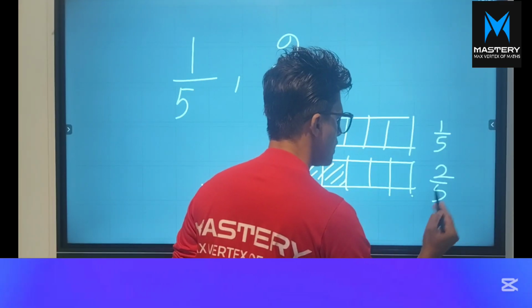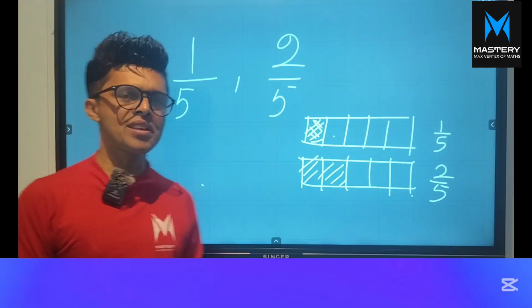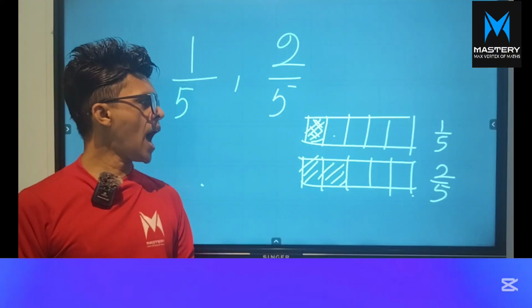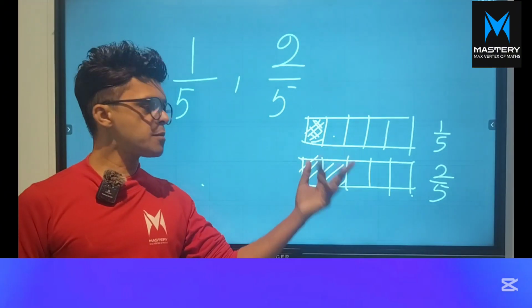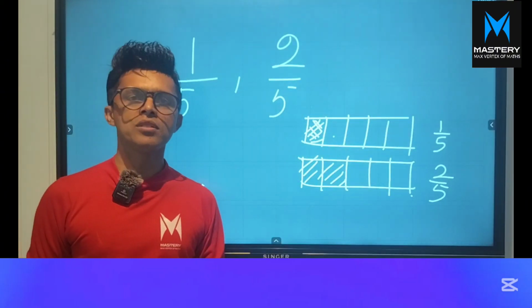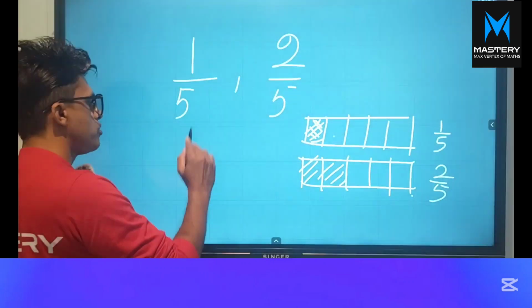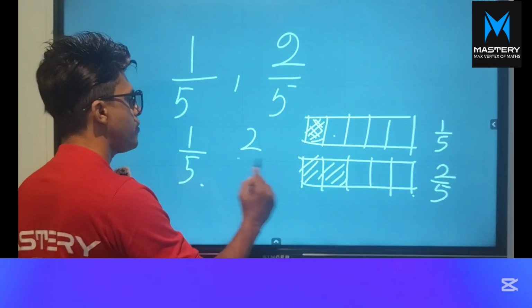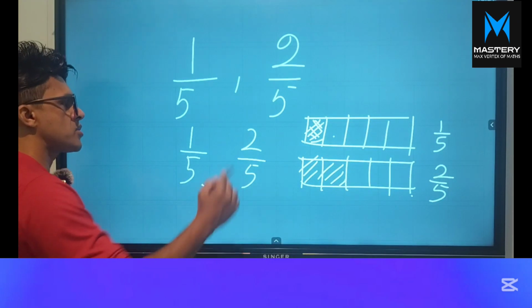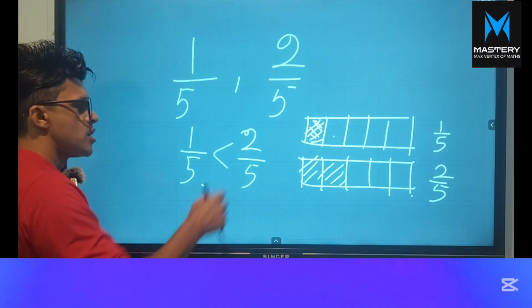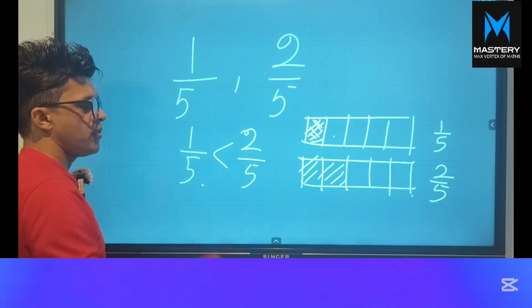So, 2 over 5. Now you could see, when you observe these diagrams, the greater fraction is 2 over 5. So 2 over 5 and 1 over 5. The greater fraction here is this one. So the greater one is 2 over 5.